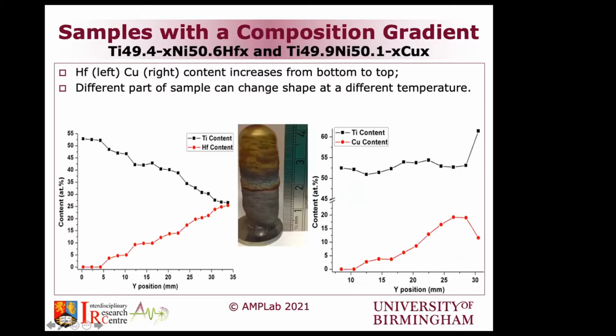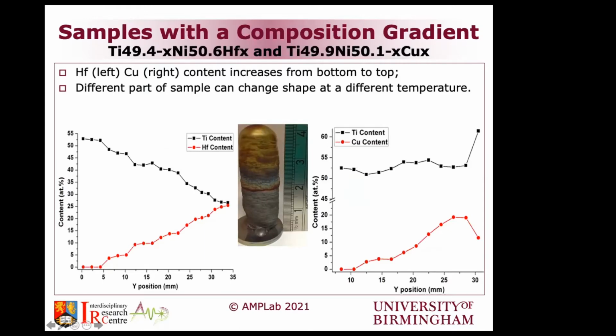So we did 2 different builds. The sample looks like the one you see here in the picture. The discoloration on the surface obviously comes from the residual oxygen in the chamber. But you can see that we have done, on the right-hand side, titanium nickel copper, and on the left-hand side, titanium nickel hafnium, and you can see that the hafnium content was quite linearly increased from the bottom to the top. The titanium content was decreased.